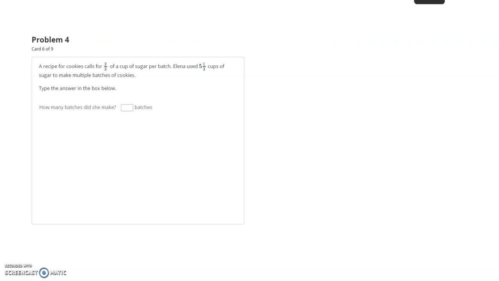And she used 5 1/3. So we're trying to figure out, we have 5 1/3 is what we used. We're going to divide by 2/3. This says how many groups of 2/3 fit into 5 1/3. And that's going to give us the number of batches. So we're going to use a tape diagram.